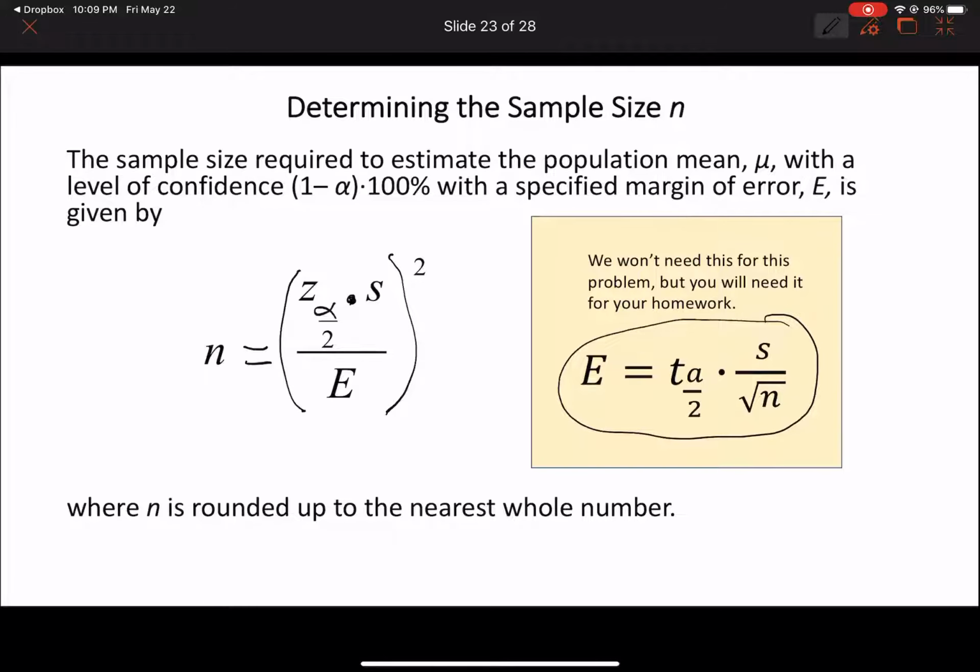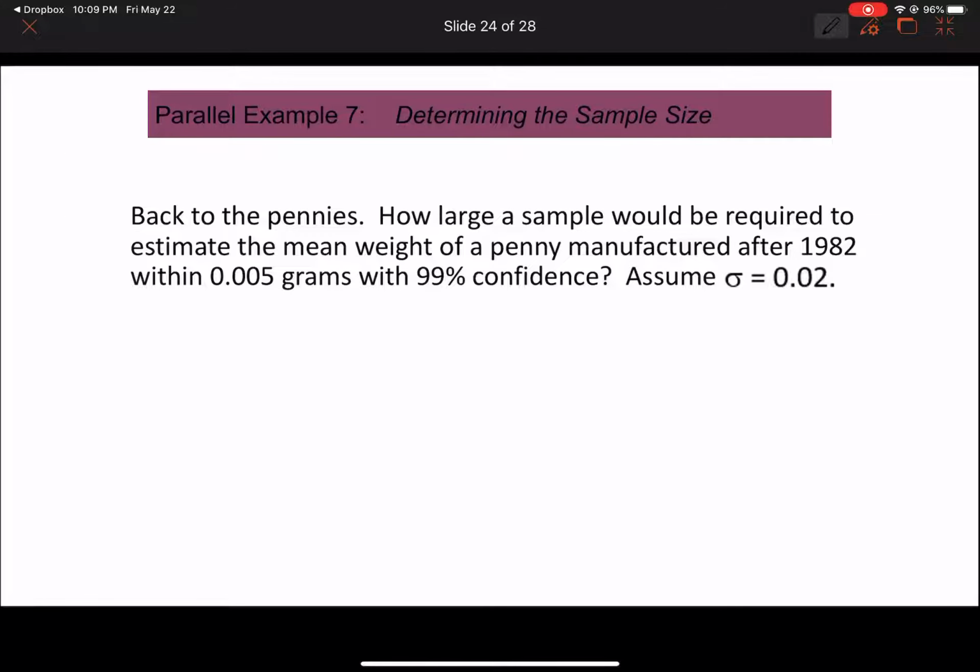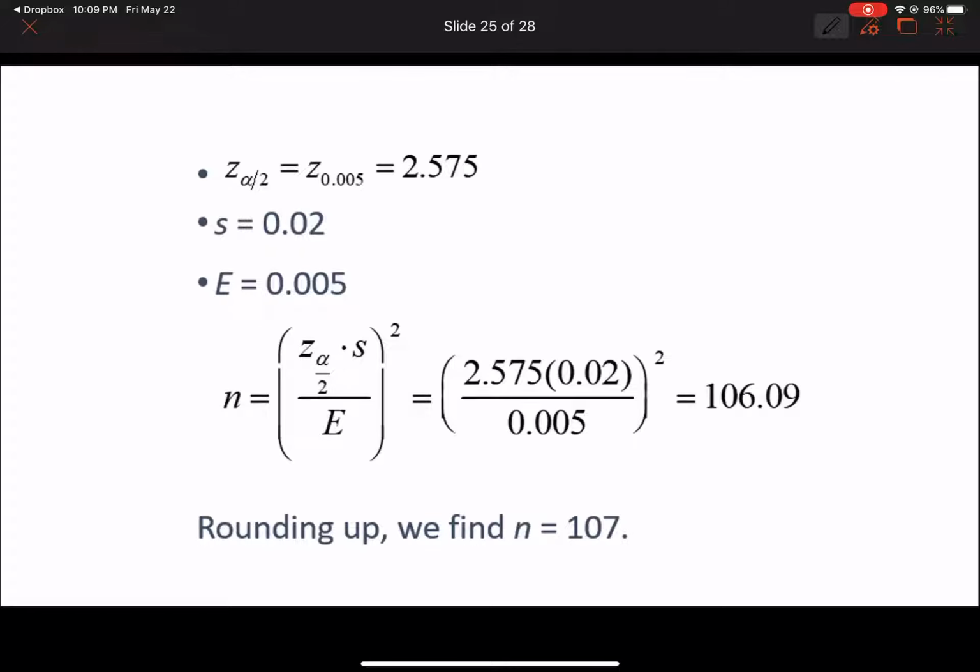All right, moving on. We're going to go back to the pennies and do this math. How large of a sample size would we be required to estimate the mean weight of pennies manufactured after 1982 within 0.005 grams with a 99% confidence? We're assuming that sigma is 0.02. So we're saying that our population standard deviation is 0.02. We are assuming this. So let's take a look at this. See, this turned out okay.